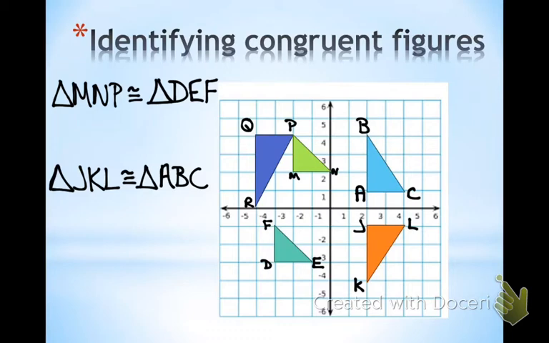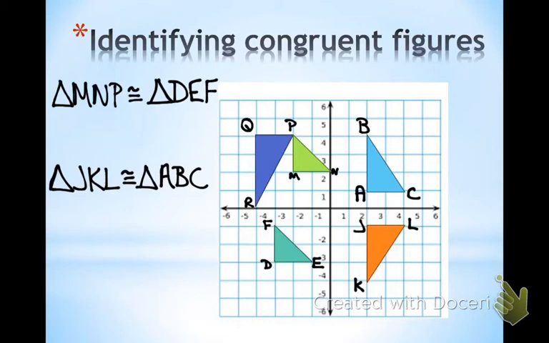I know I have rules for translations, and I know I have rules for reflections and rotations. Does anybody have an idea of what's happening between the two figures to move it? Robbie? Translation. It is a translation, and here's why. Do you see the figure turning at all? No. Do you see it flipping? No. So a translation, yes.